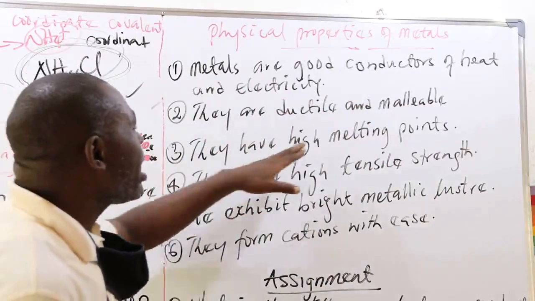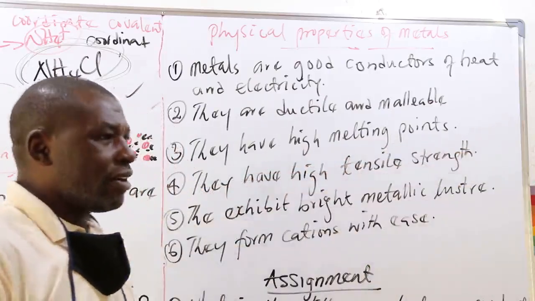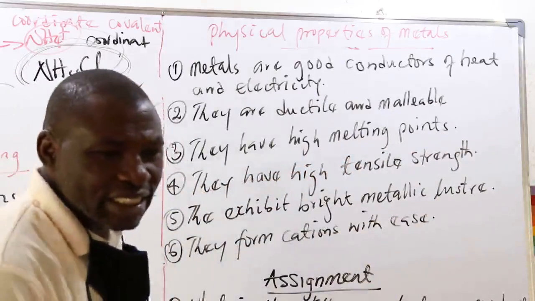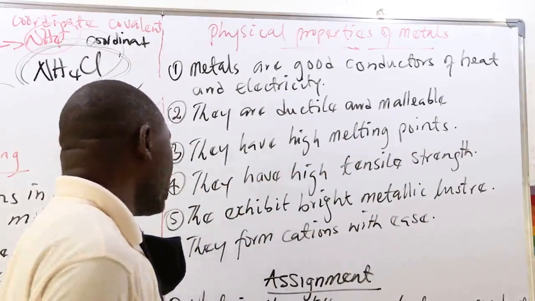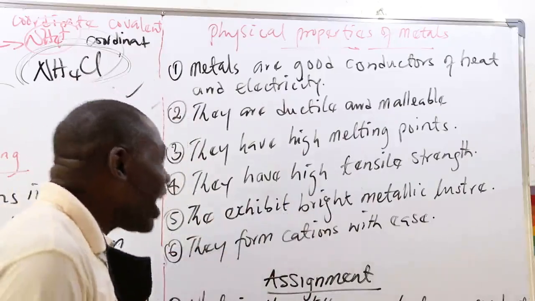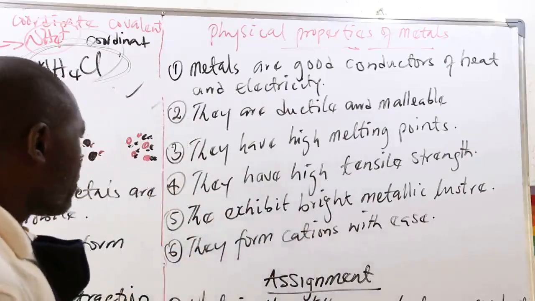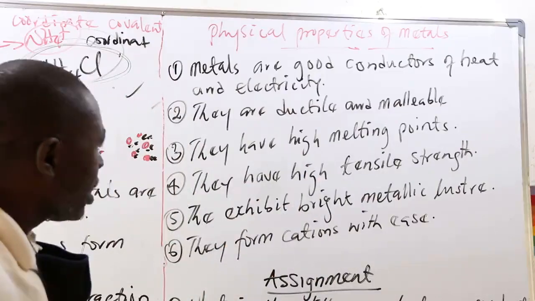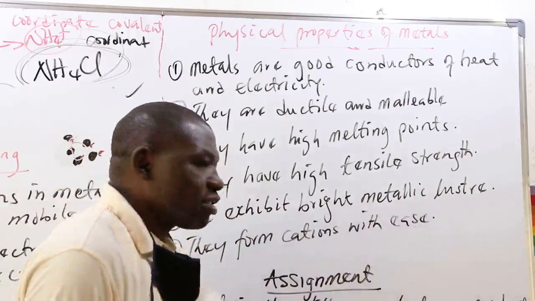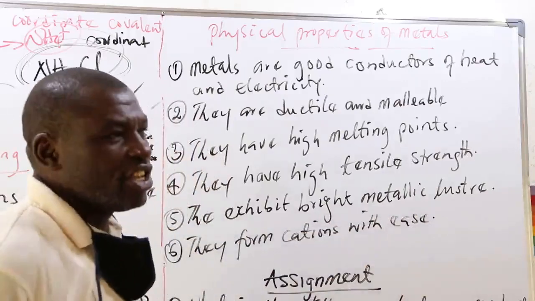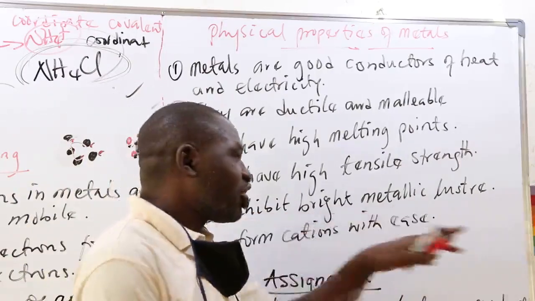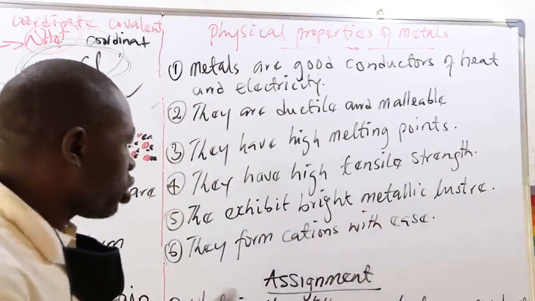They have high melting points. The high melting point is because of the nature of the bonding that is formed between them. We say they also have high tensile strength. In your physics, I'm sure your physics teacher will explain that one to you much more. They exhibit bright metallic luster. That means they are shining. Some metals shine, and that's what we call metallic luster, the shining nature of them.